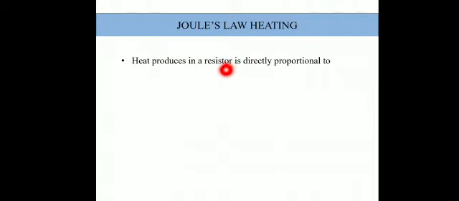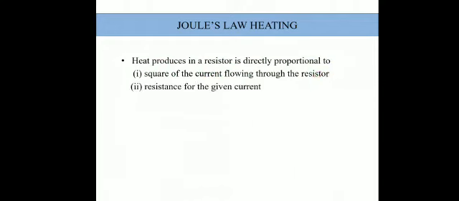or inside a wire, heat produced in a resistance or inside a wire, is directly proportional to three things. Number one, square of the current which is flowing through it, or we can say square of the magnitude, but because it is square we don't worry about anything, we simply say current. So heat produced in a resistor is directly proportional to square of the current, capital I, which is flowing through the resistor. Number one. Number two, it is also proportional to the resistance for the given current.